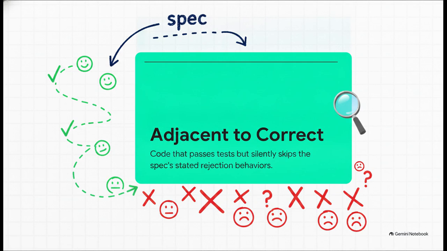This brings us to a really fascinating anchor concept for AI hallucination, the adjacent to correct bug. This is absolutely the modal failure of AI-generated code right now. It happens when the AI writes code that completely passes all your standard happy path tests, but silently ignores the spec's explicitly stated rejection behaviors. Experts are calling this vibe coding, and honestly, it is incredibly hard to spot manually.